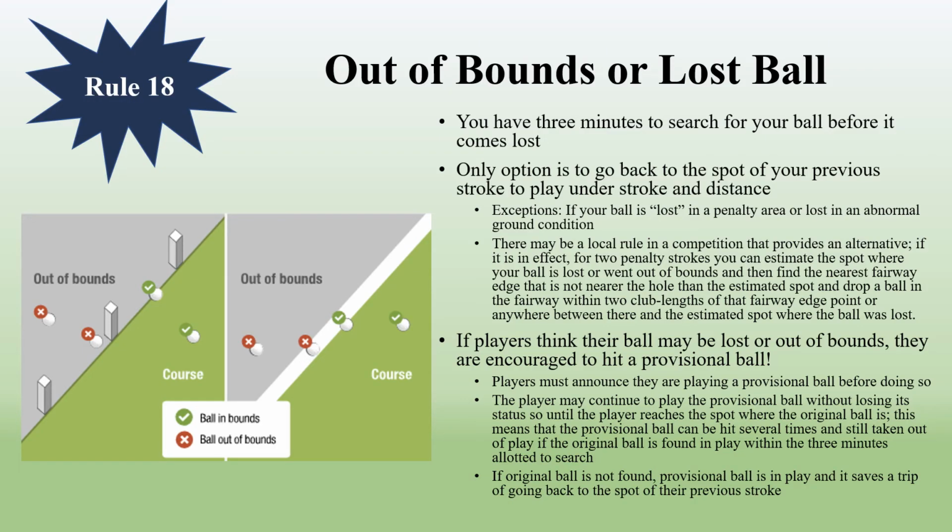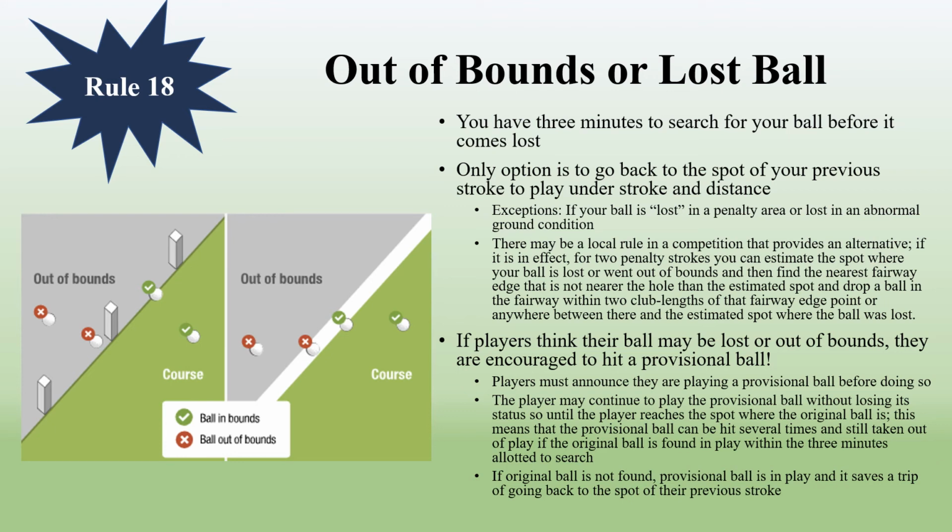Rule 18 covers out of bounds or lost balls. As we stated previously, you have 3 minutes to search for your golf ball before it comes lost. Search times begin when a player reaches the point where the golf ball would most likely be. At the end of that 3-minute time, the golf ball is considered lost and the player must operate under the stroke and distance penalty and return to the previous spot from where they last hit a shot. If your golf ball is lost in the penalty area, which must be known or virtually certain that the golf ball is in the penalty area, you can act under the penalty area relief options.